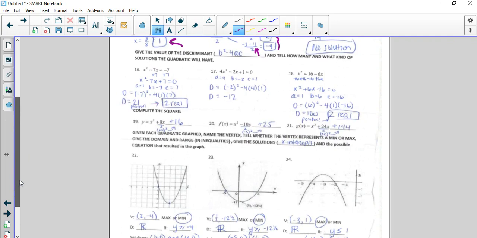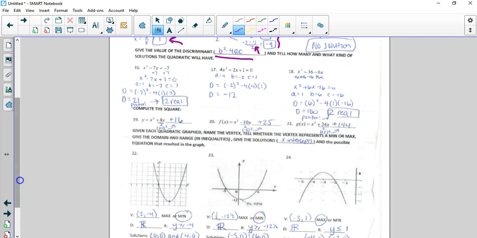Okay, 16 through 18. All you're doing here is just a discriminant. Just b squared minus 4ac. You're not doing the whole quadratic. So first you set it equal to 0, like we did before, but then you're just plugging it into b squared minus 4ac. Nothing more. Okay? And like we just talked about, if you get a positive number, that's two real answers. If you get a negative number, that's no solution.